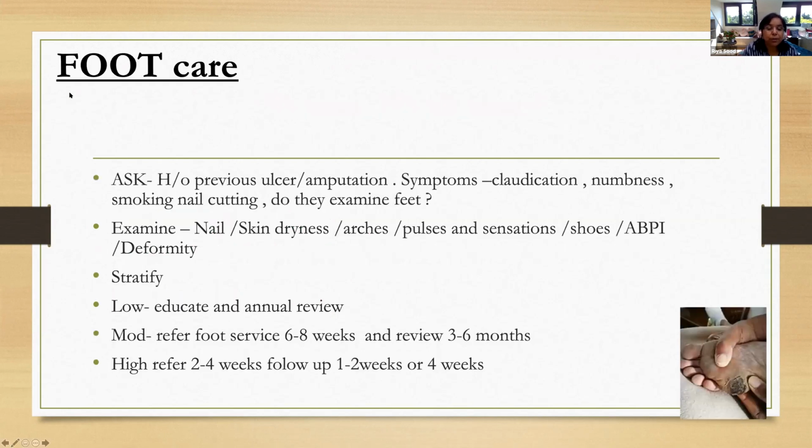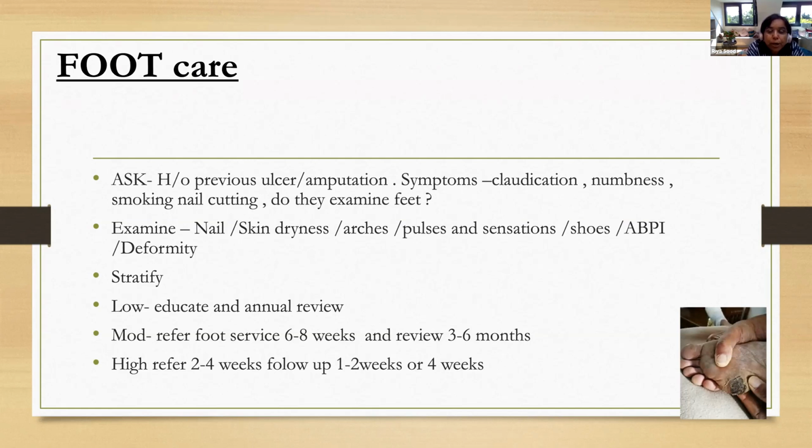So no questions, that's great. I just wanted to talk to you a bit about foot care, because I think in BHR we have a high amputation rate, higher than the rest of the country. So it's just so people are aware.